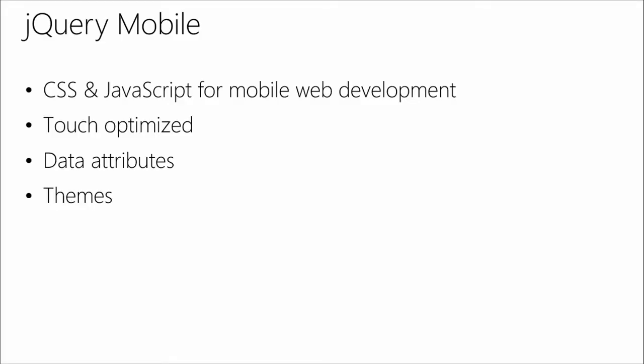jQuery Mobile is another really good library from JavaScript. So this again has CSS and JavaScript, but it's specific to mobile web development. That means it's touch optimized, because that's what people are using on phones and tablets, right? So it does all the touch stuff. And Jeremy mentioned the pointer events before, so all that stuff is wrapped up into jQuery UI.